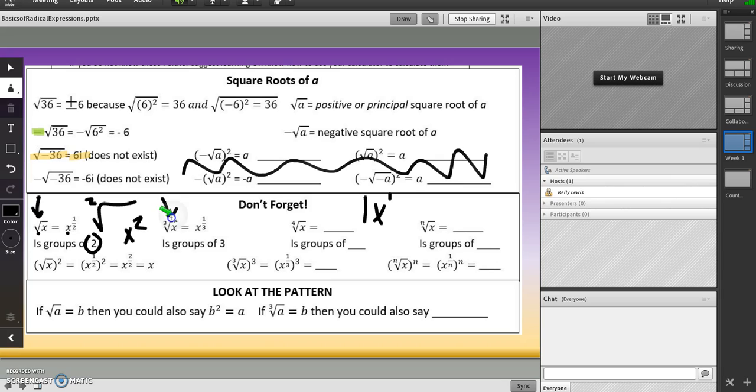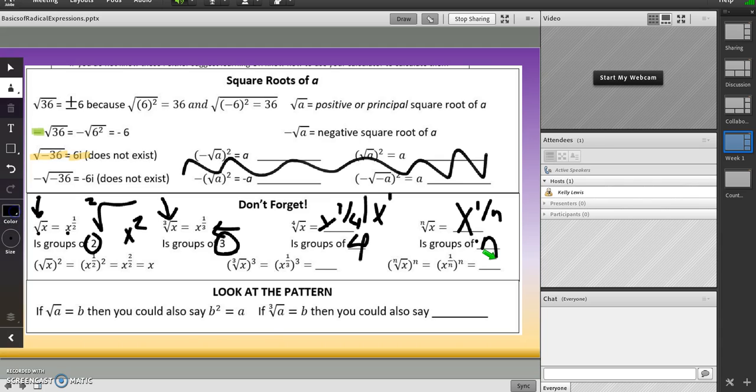Cubed root can also be written as x to the 1/3, and we do groups of 3. Fourth root can be written as x to the 1/4, and it has groups of 4. And then the nth root of x is x to the 1/n, and it's got n in groups. I'm going to explain what all that means later. I'm just highlighting some information.